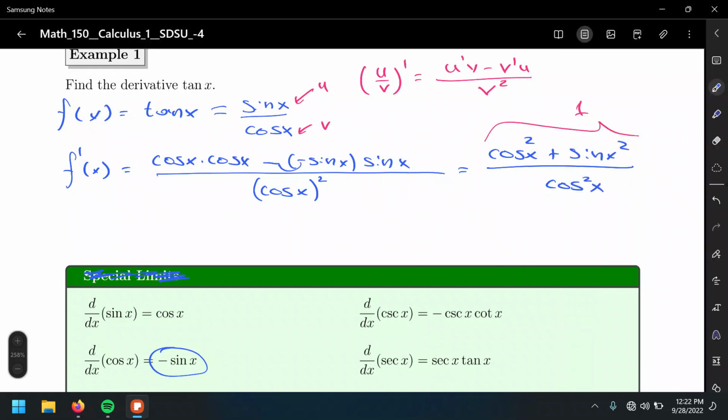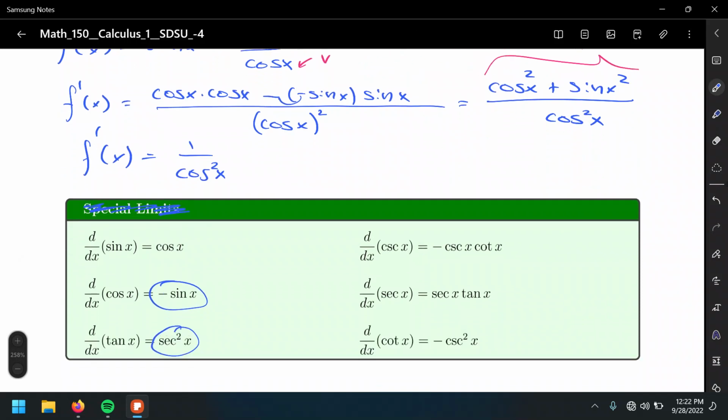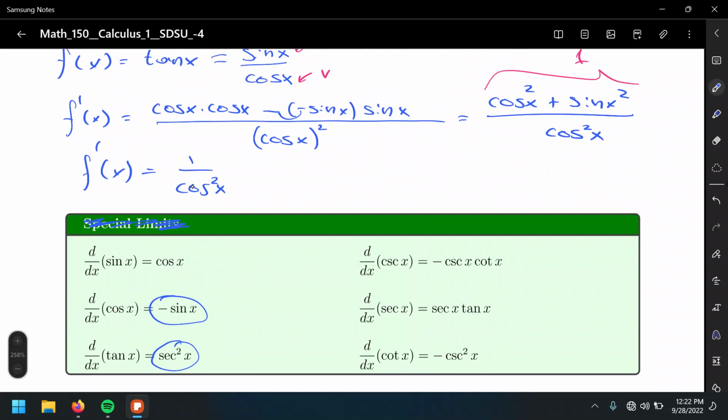This will leave us with the following result. F prime of x equals 1 over cosine squared of x. But well, that doesn't look like secant squared. Not yet, because we can use the fact that secant is the reciprocal of cosine, isn't it? So secant squared x is the result of differentiating tangent x.